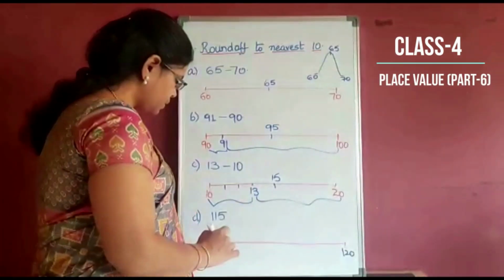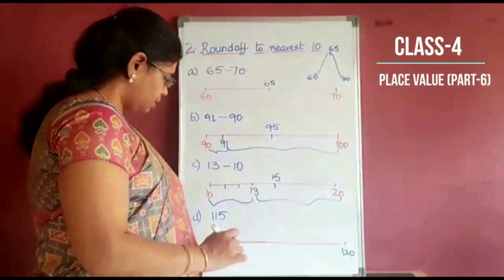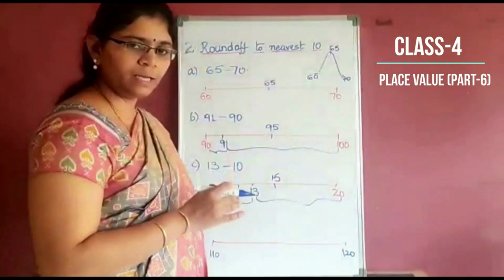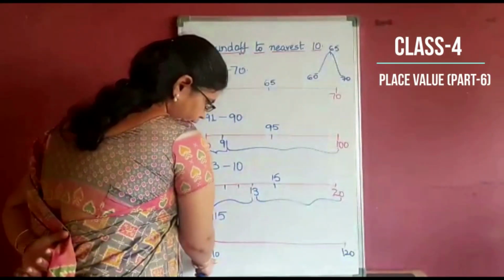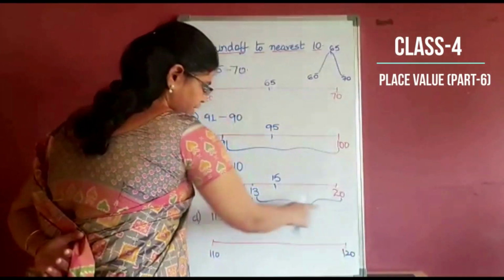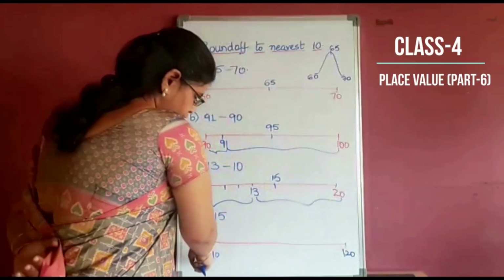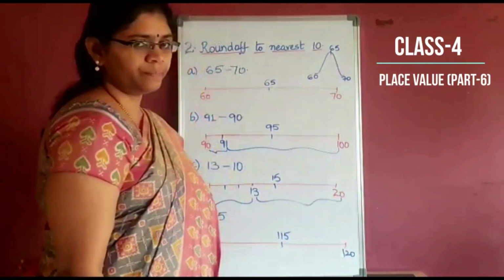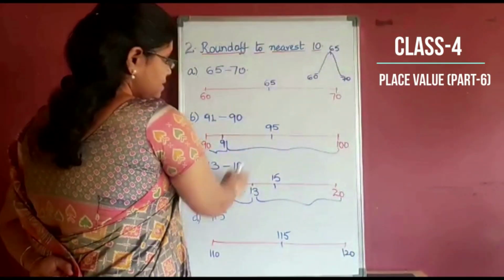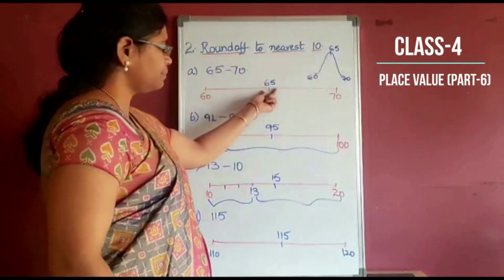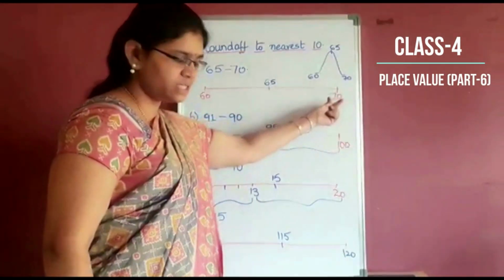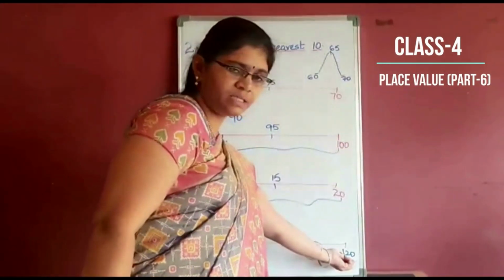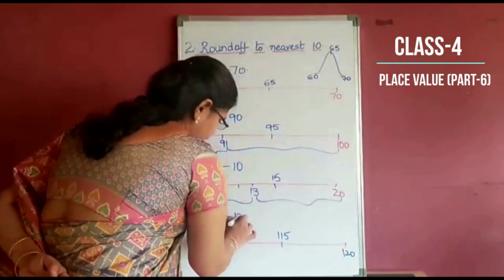Okay. Now let us see the next one. 115. Now this lies between 110 and 120. What is the exact middle number? As we have seen, for 10 and 20, 15 is the middle number. So for 110 and 120 also, 115 is the middle one. Now children, as I said for the previous sum, the exact middle number will tend towards the next tens place. Here also 115, which is the exact middle number, tends to the next tens place, which is 120.